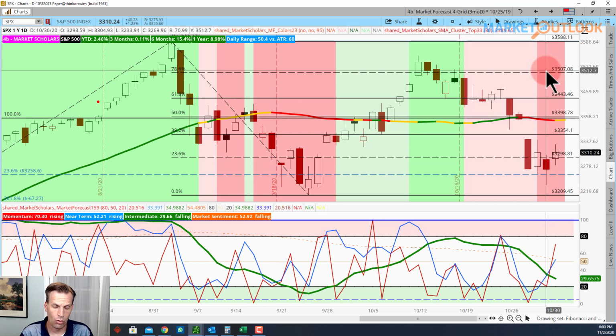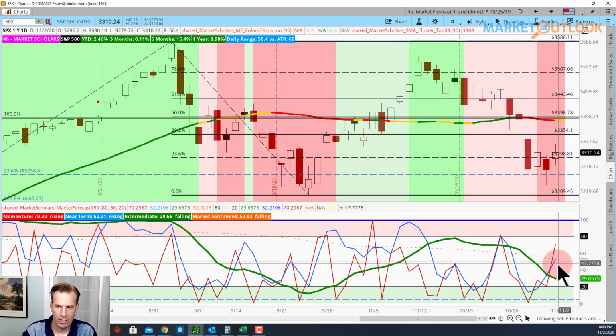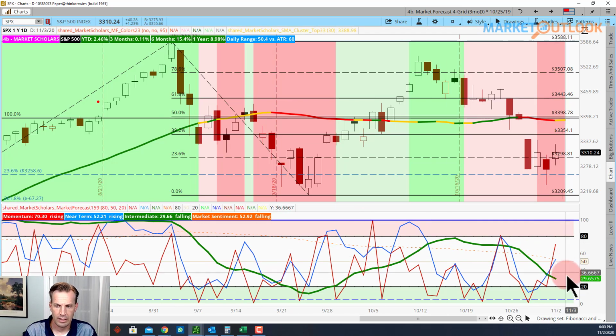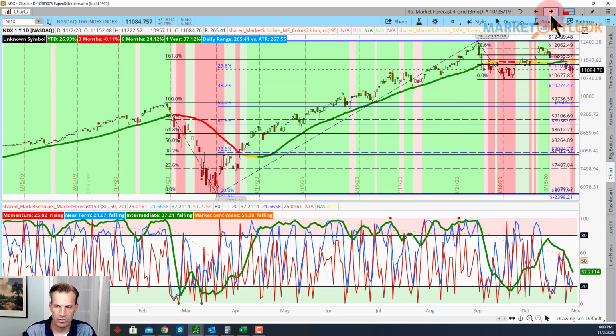And that's when we'll know that we are turning up, with dark green shading and a green line headed back up in that direction again. Just not quite there yet. Market sentiment's still falling. Like I said, the intermediate line's still falling, and we don't have the most bullish short-term sentiment yet. Let's look at the Dow. You can see the Dow's got dark pink shading with the red line, with the intermediate line falling below 20. So it's in the lower reversal zone now. Again, not the most bullish short-term sentiment.